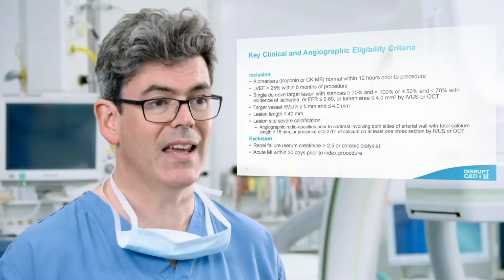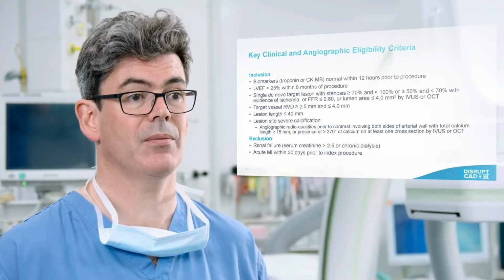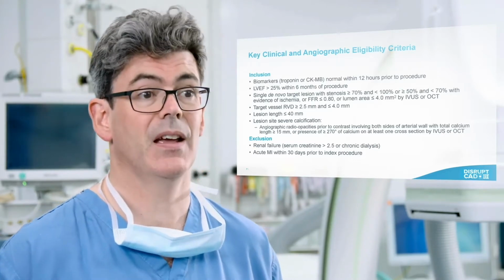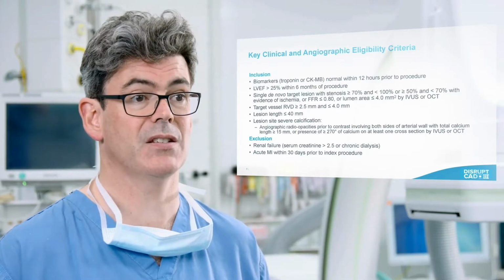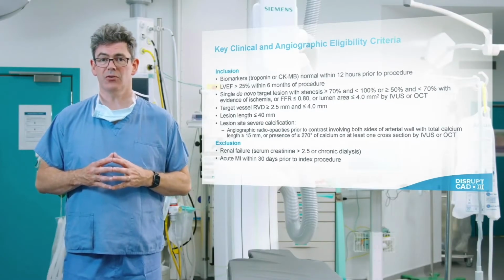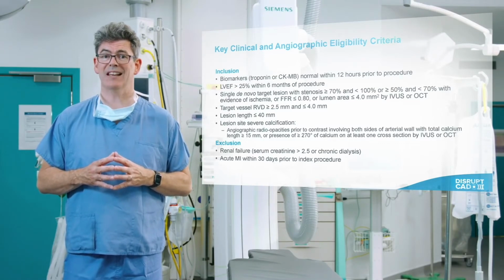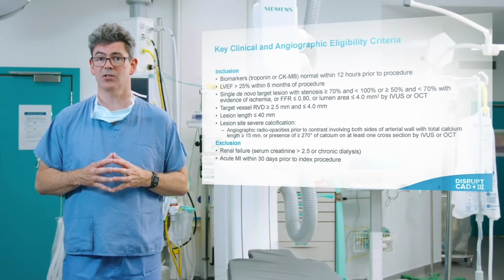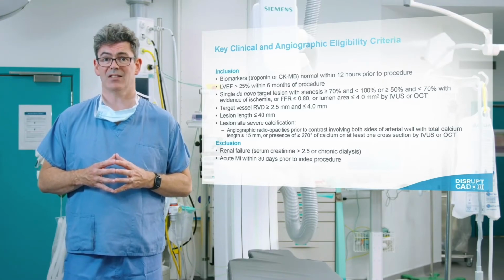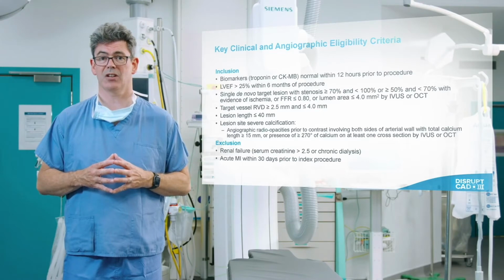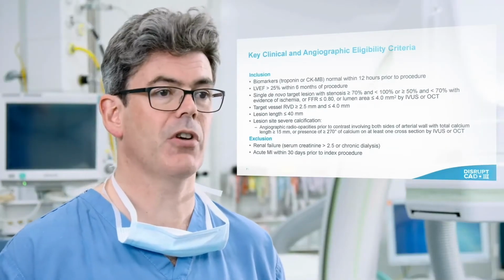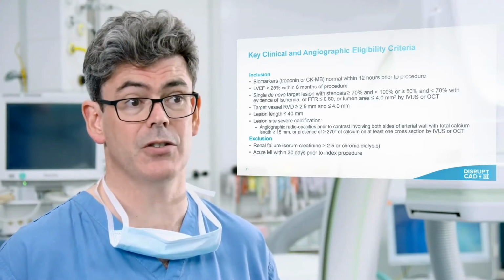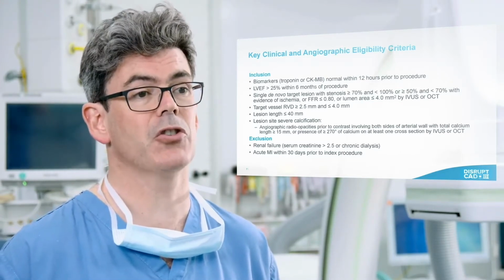These are the key clinical and angiographic eligibility criteria. They include being biomarker negative, having an ejection fraction greater than 25%, single de novo lesions with a stenosis greater than 70% but less than 100% were included. If the stenosis was at least 50% but less than 70%, there had to be objective evidence of myocardial ischemia or an FFR measurement of less than or equal to 0.8 or a lumen area of less than or equal to 4 millimeters squared by intravascular imaging. The exclusion criteria included renal failure, defined as creatinine greater than 2.5 or dialysis, and myocardial infarction within 30 days.